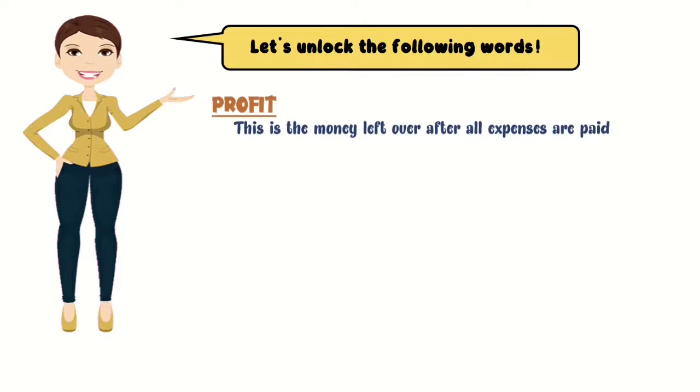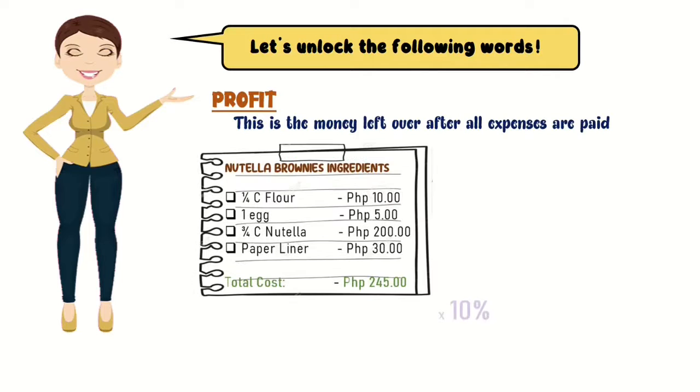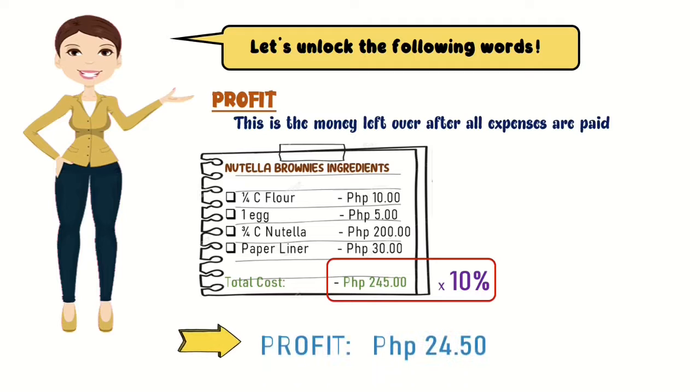Next word is what we call profit. Profit is the money left over after all expenses are paid, meaning it is the valuable return or the excess of returns after selling the products. As you can see on your screen, if you're going to use 10%, your profit is only 24 pesos and 50 centavos. So it just shows that the higher the markup percentage, the higher the profit.